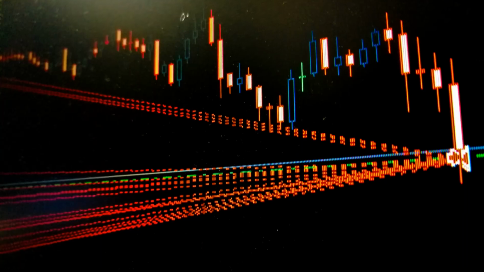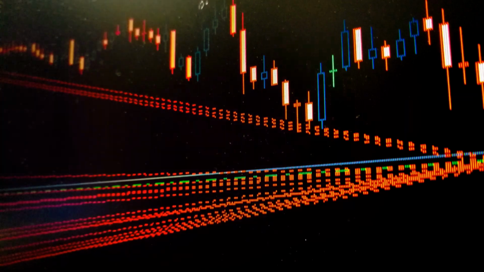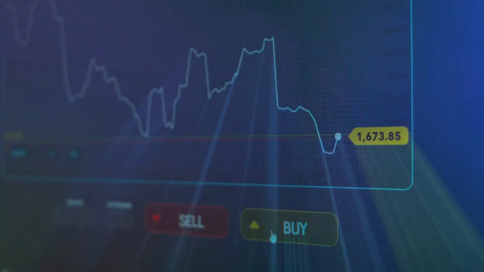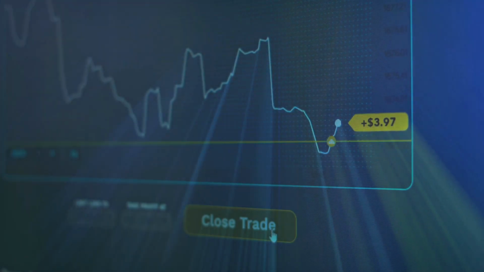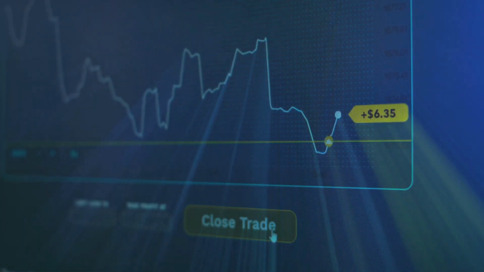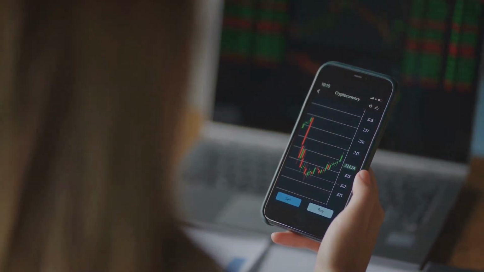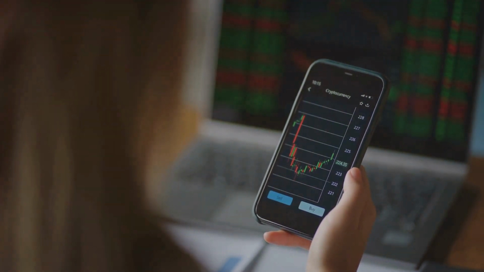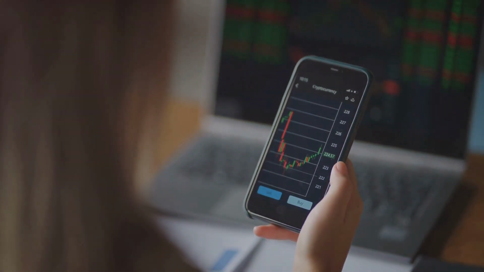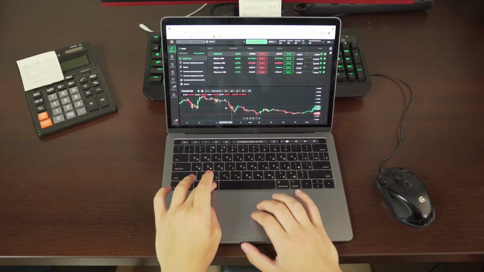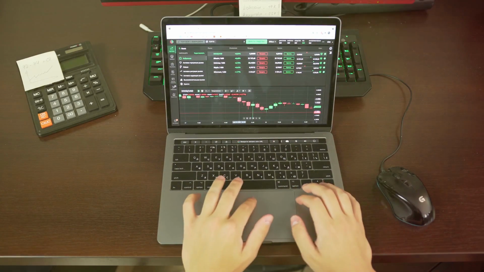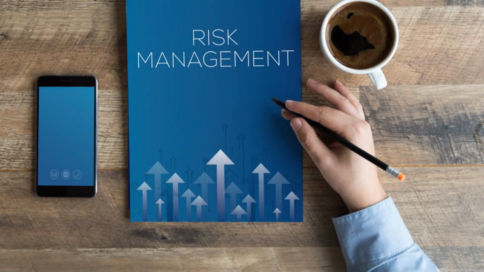But hold on, how do you actually enforce this 1% rule? That's where stop-loss orders come in. These are preset orders that automatically close your trade when the market moves against you by a certain percentage or pips. By setting your stop-loss at a level that limits your potential loss to 1% of your account, you're effectively implementing the 1% rule. This way, you take the emotion out of trading and stick to your risk management plan, even in the heat of the moment.